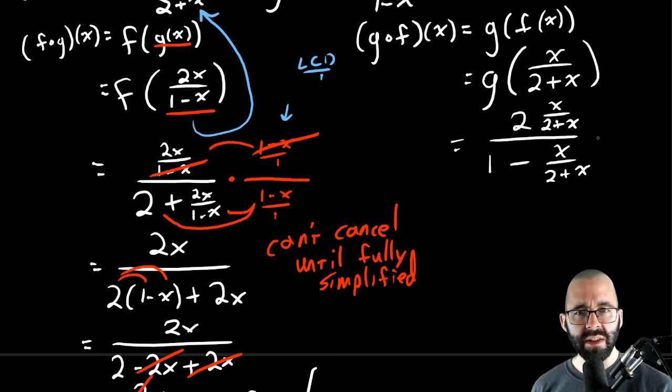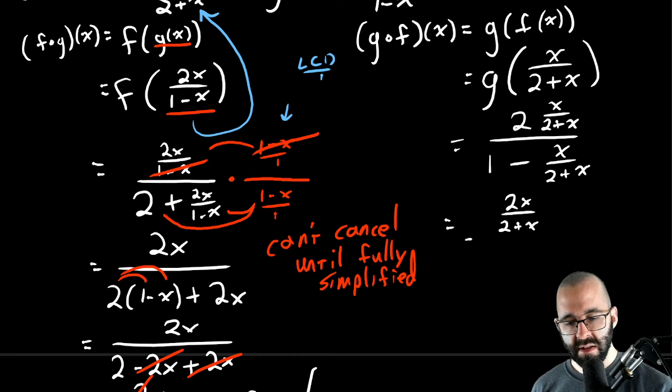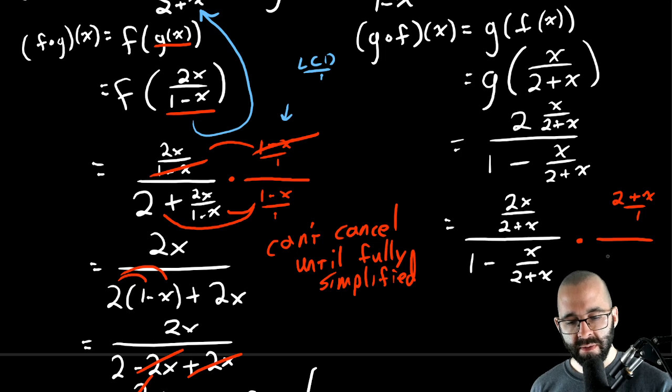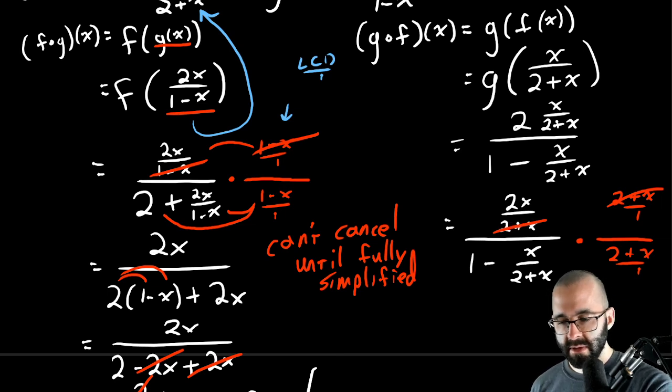Before multiplying by the LCD here, let's simplify this top. That numerator is going to be 2x over 2 plus x, and the denominator is going to be unchanged for now. Now let's multiply by the LCD on the top and the bottom, which is going to be 2 plus x over 1 and 2 plus x over 1. On the top, they just cancel, and we're left with 2x.